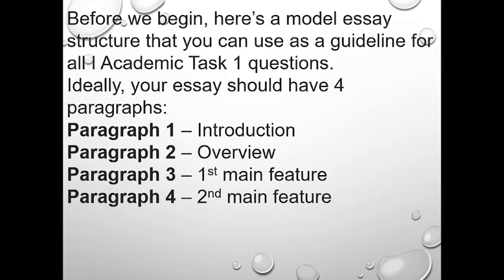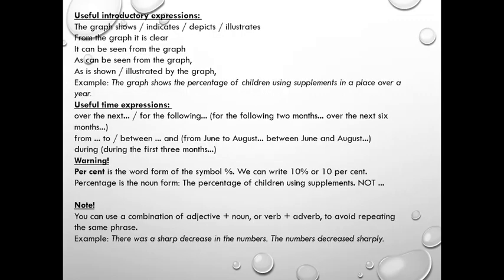Before we begin, here is a model essay structure that you can use as a guideline for all academic Task 1 questions. Ideally, your essay should have 4 paragraphs: introduction, overview, and first and second main features. Also, guys, I presented for you useful introductory expressions like the graph shows, indicates, depicts, illustrates. From the graph, it's clear that; it can be seen from the line graph that; as can be seen from the graph; as it shows; illustrated by the graph; or some useful examples.